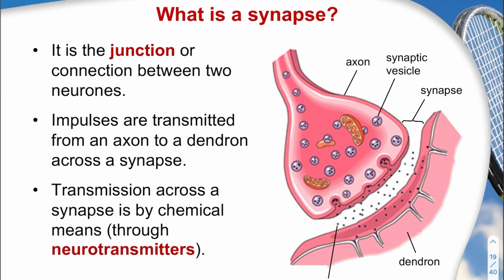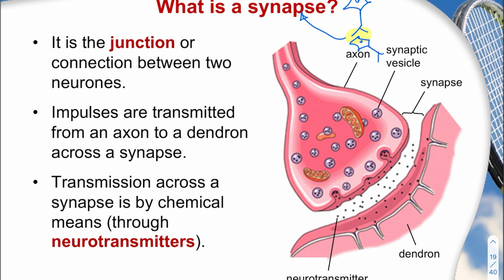Now, what is a synapse? Just like how we saw the different neurons are interconnected with one another, the space between each other, this particular space, is known as the synapse. And this is the junction or connection between the two neurons. Now, we are sending electrical impulses within the neuron, and between neurons.